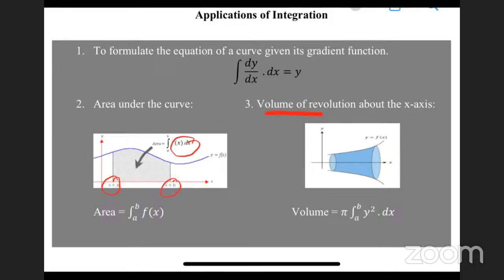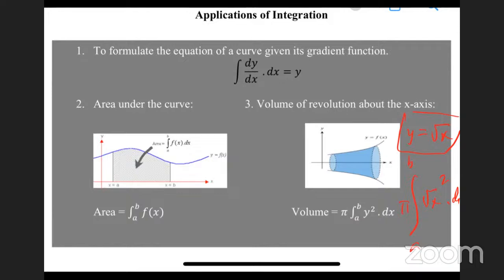If I ask you to find the volume when I rotate this function 360 degrees, you will get some kind of shape. The volume of that shape is pi times the integral between the limits of y squared. So for example, if the function is equal to the square root of x, then you have to integrate pi between the limits of square root of x squared. Do not forget that. You have to integrate the square root of x squared.